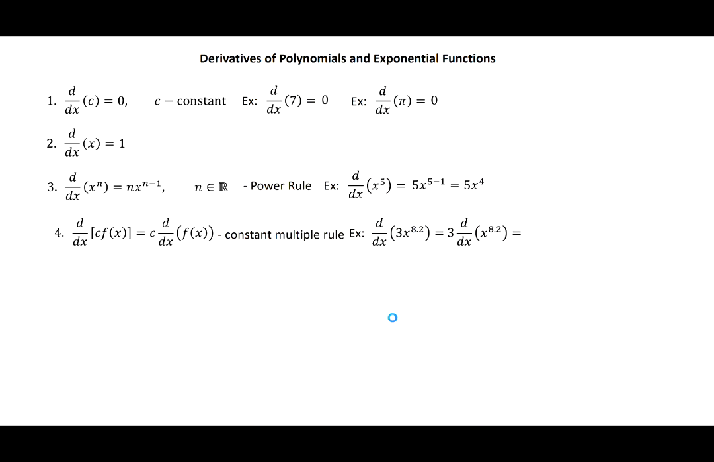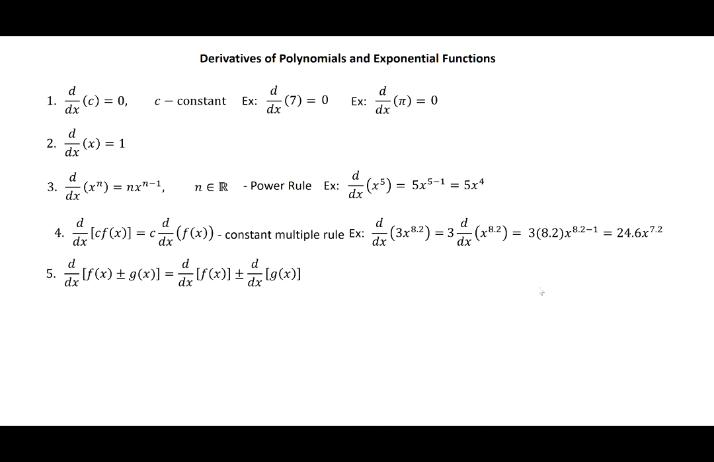So 3 times d/dx of x to the 8.2. So 3 times 8.2, the n, x to the n minus 1. 3 times 8.2 times x to the 8.2 minus 1. And that turns out to be 24.6 x to the 7.2. Cool?